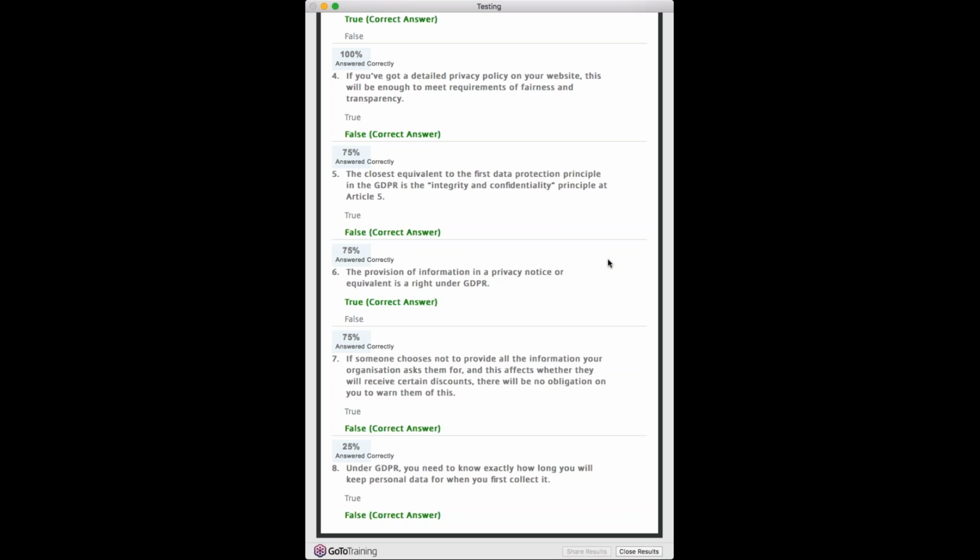And then finally, this one seemed to stump people: under GDPR you need to know exactly how long you will keep personal data for when you first collect it. False, you don't need to know exactly how long you'll keep it for, but you do need to know at the very least what criteria you will use to decide how long you're going to keep it for. So certainly you do need to know something about at least why you would decide to dispose of data.